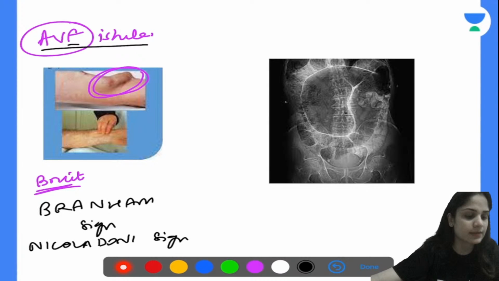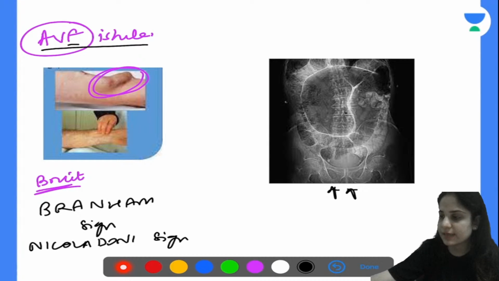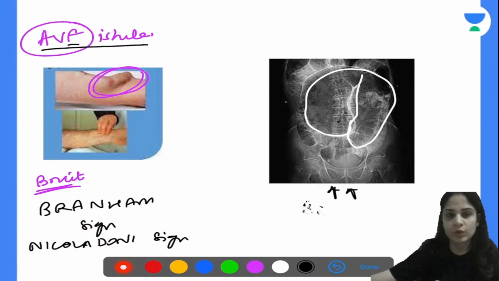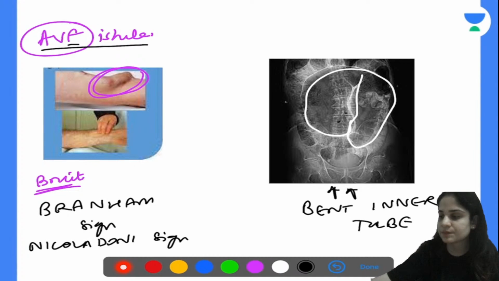Yesterday only we did this one. See the colon, it is dilated and it looks like a coffee bean. Correct? So this is your coffee bean sign, or it is also called the bent inner tube sign, and this is seen in what case? It is seen in case of sigmoid volvulus. Correct? Okay. Now this one also we did yesterday only.